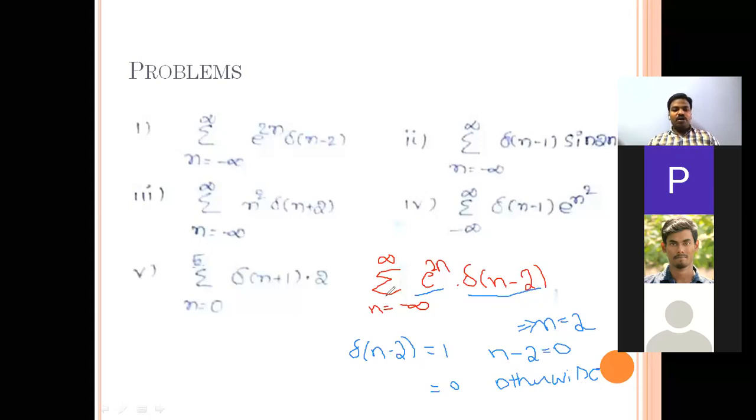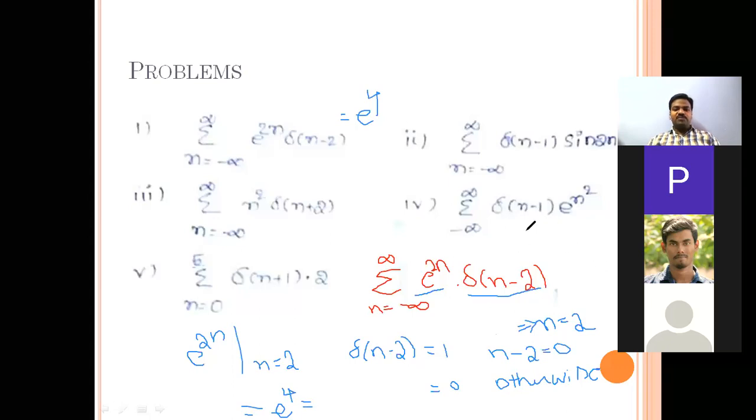That means you need not evaluate the function from minus infinity to plus infinity. Instead, just substitute n equal to 2 in this function. So e power 2n at n equal to 2 is e power 4. Now you can calculate the value of e power 4 on your calculator. So that is the solution. The first problem's answer is e power 4.